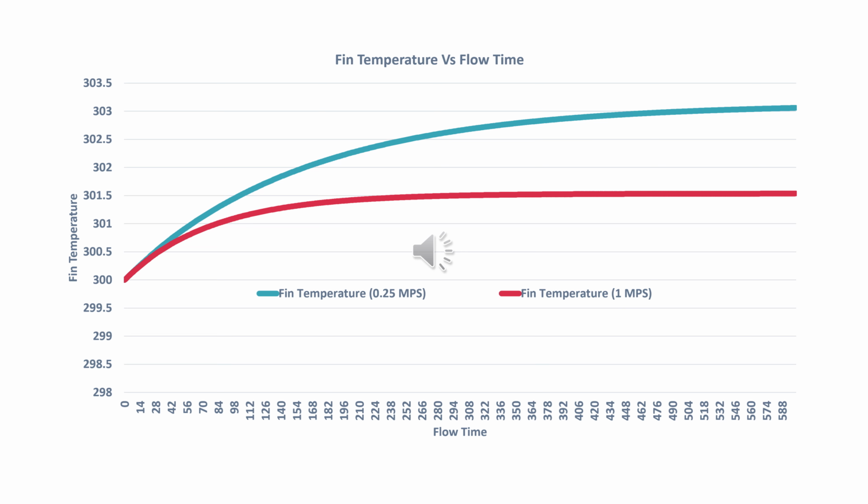This represents the fin temperature with respect to flow time. We have two velocities, 0.25 meter per second and 1 meter per second. Clearly here also we can visualize that the fin with velocity 0.25 meters per second has a higher temperature.